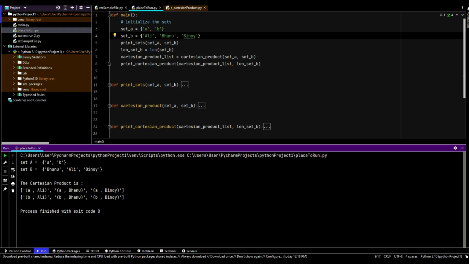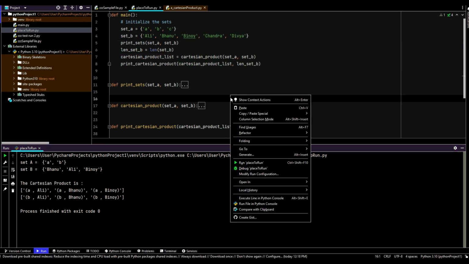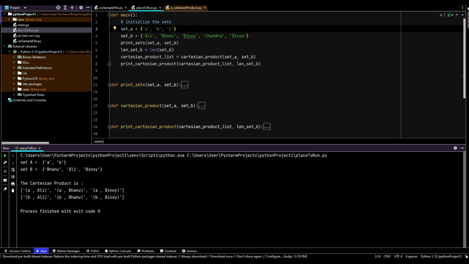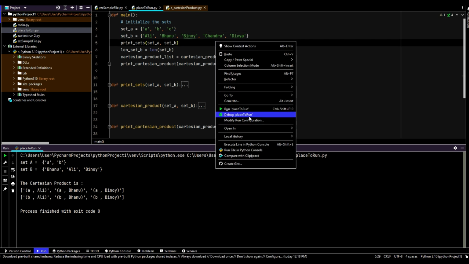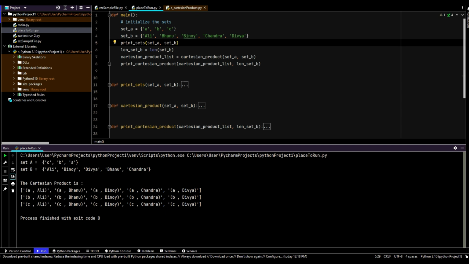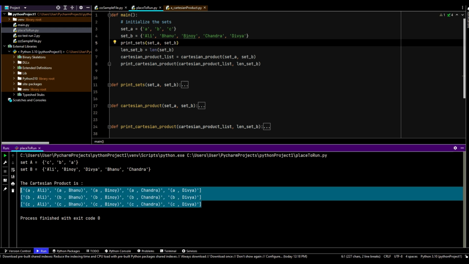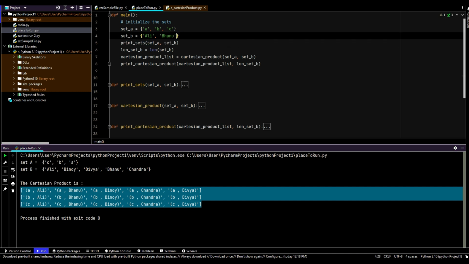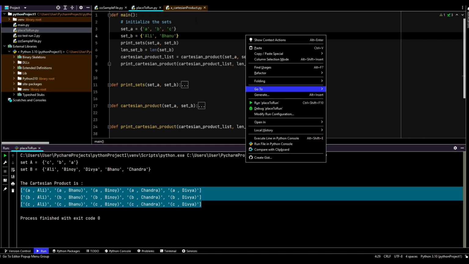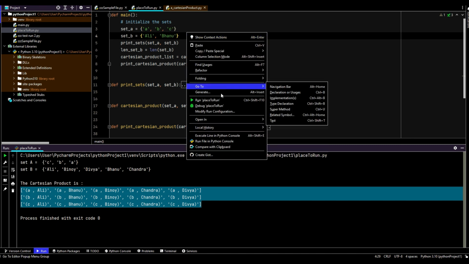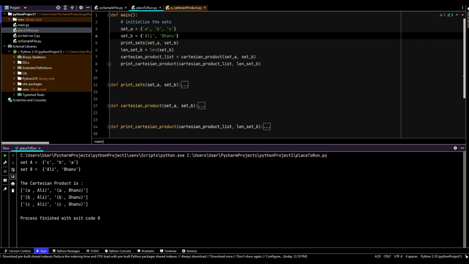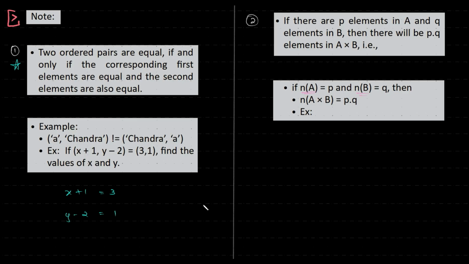For example, I have the number of elements of set A as 3 (1, 2, 3) and set B as 5. So the total number of elements will be how much? 3 into 5, 15. Makes sense, right? If I happen to remove 3 of them, the number of elements now would be 3 and 2, that is 6. 1, 2, 3, 4, 5, 6. Very simple concept.